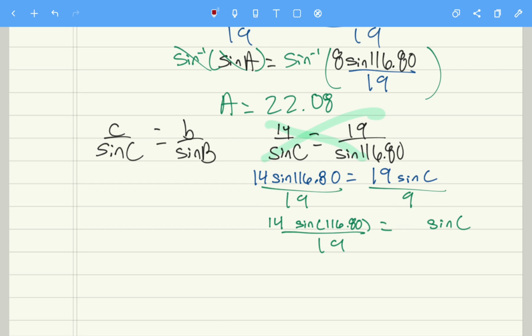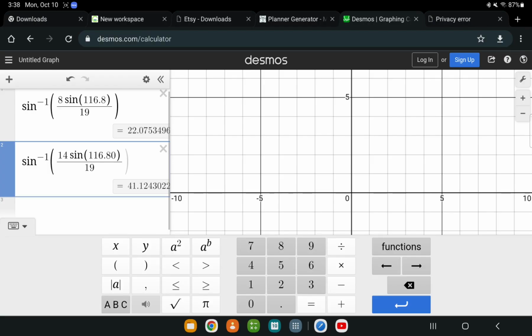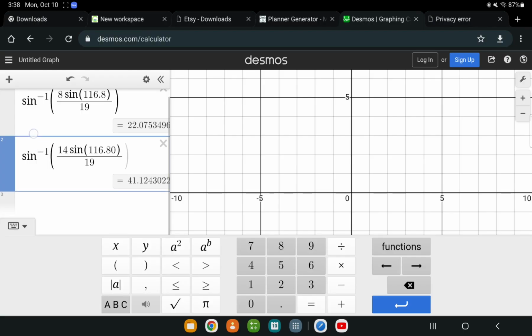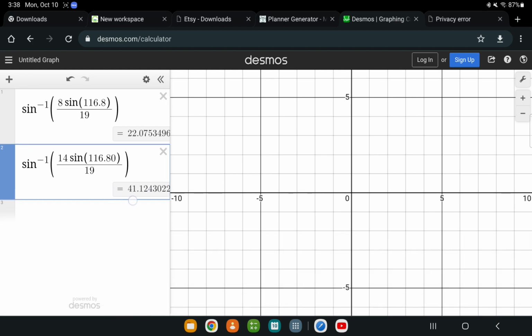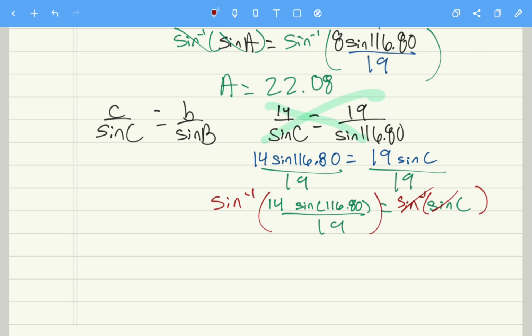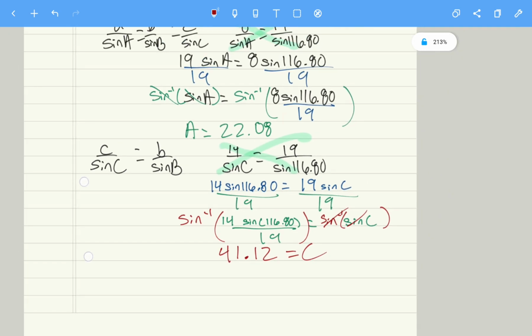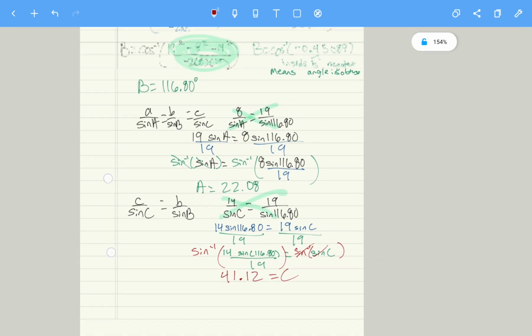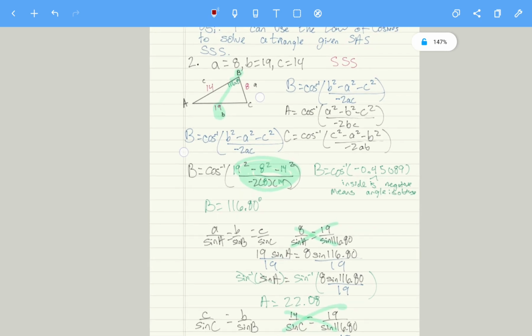Now we're going to take the inverse sine of both sides and plug that into a calculator. I plugged it into a calculator, and as you can see, we get 41.12. So angle C is equal to 41.12. And we have our triangle.